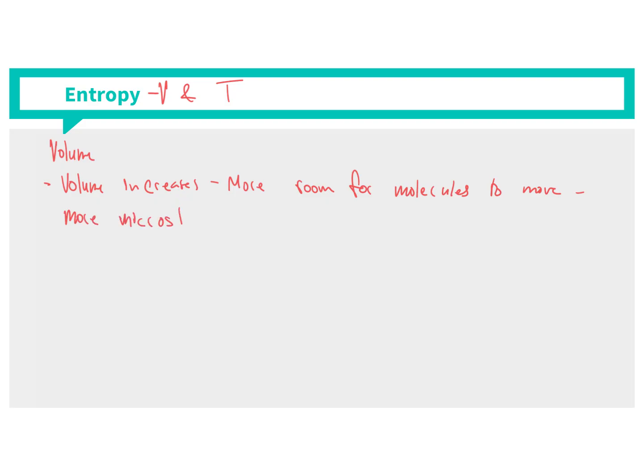So first, let's look at volume and temperature. Take the case of volume. If volume increases, this means there's more room for molecules to move. This means more microstates, right? You have more possible places your molecules can be, so entropy goes up.